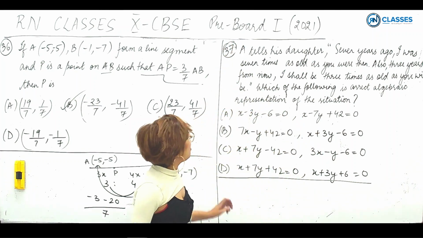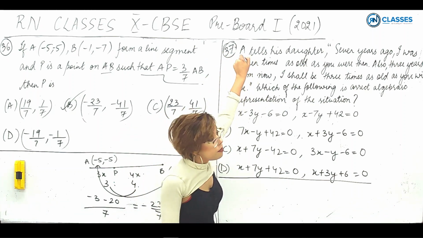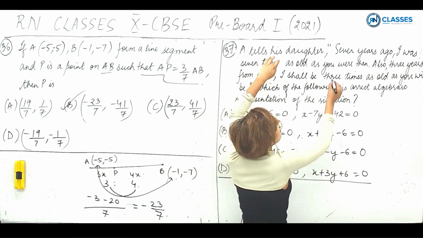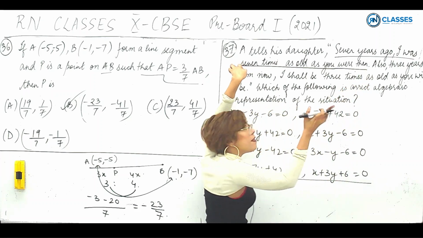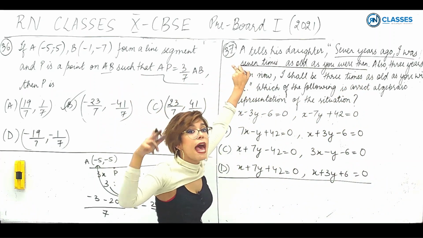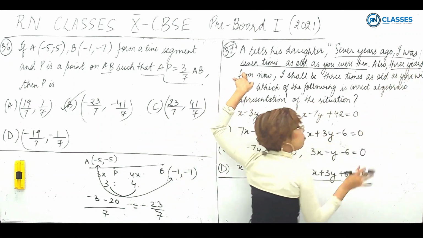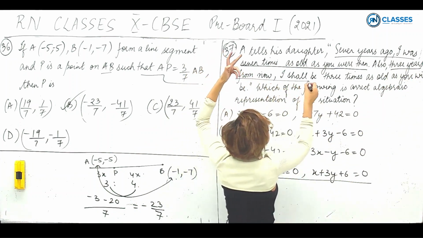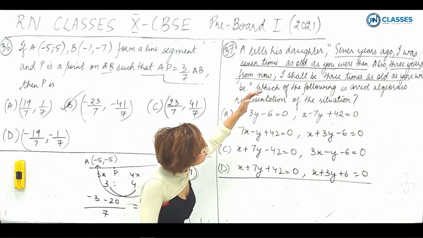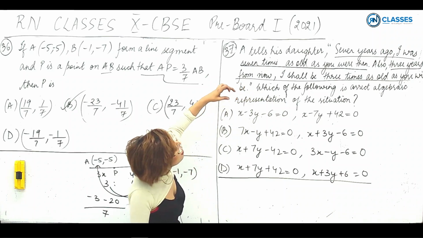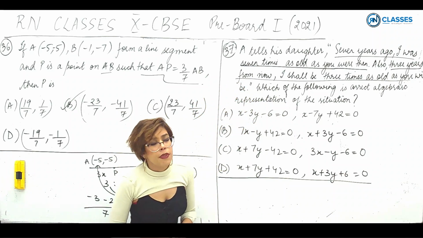Now, A, obviously a father, tells his daughter: 7 years ago, I was 7 times as old as you were then. Also, 3 years from now, I shall be 3 times as old as you will be. Which of the following is the correct algebraic representation of the situation? Basically, I need to find the equation, right?